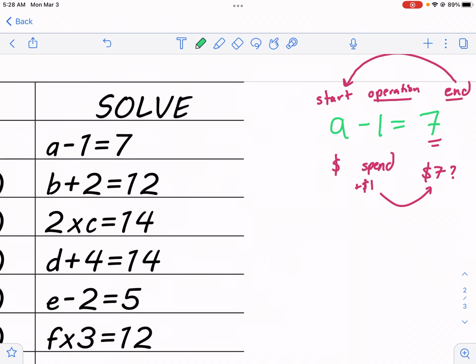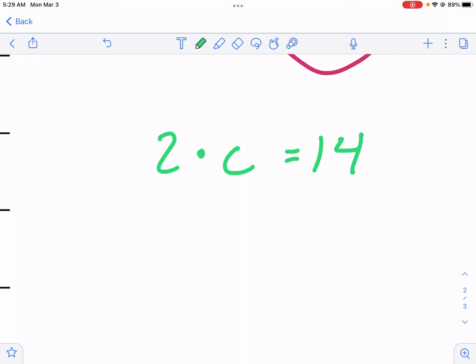So here we have another one. Let's skip down to number 3. We have 2 times c, and I'm changing that to a dot here. That's just what I do in my class. So I have 2 times c equals 14. And I see that I can read it as 2 times some number equals 14. Again, you might be able to do that in your head. But for me, I'm going to follow this process.